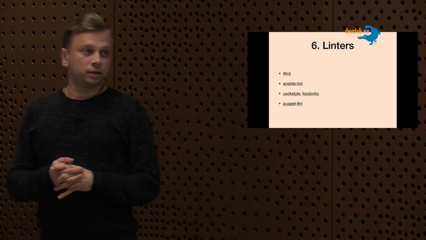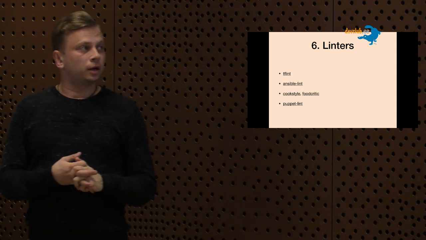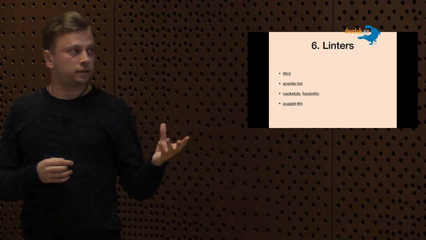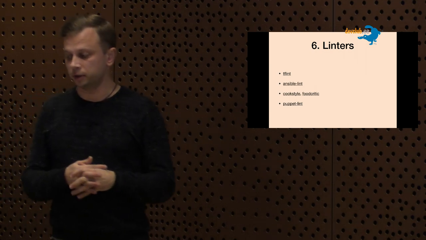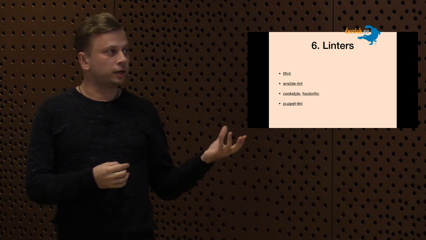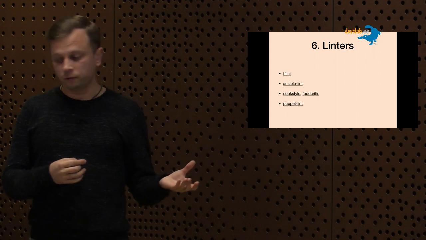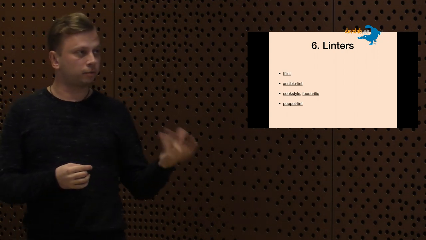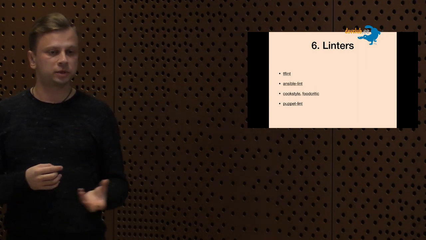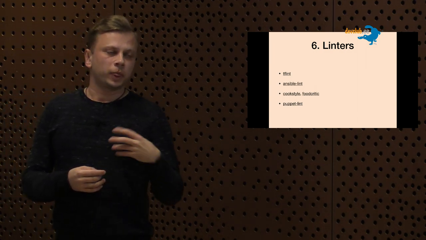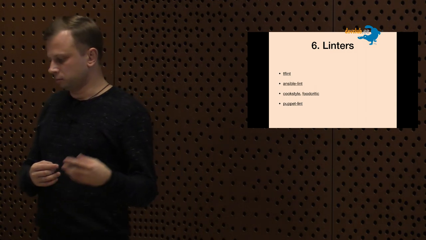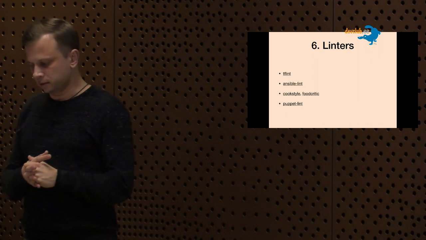Next thing that you can add in CI, it's linters. Again, this slide contains different examples for linters for different infrastructure as code tools. For example, TFLint is a linter for Terraform. It can check generic problems in your Terraform code and some AWS-specific problems, like if you select wrong instance type or something else.